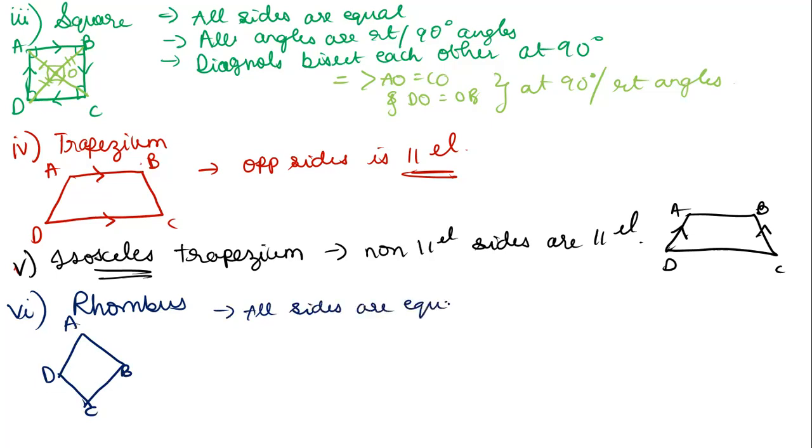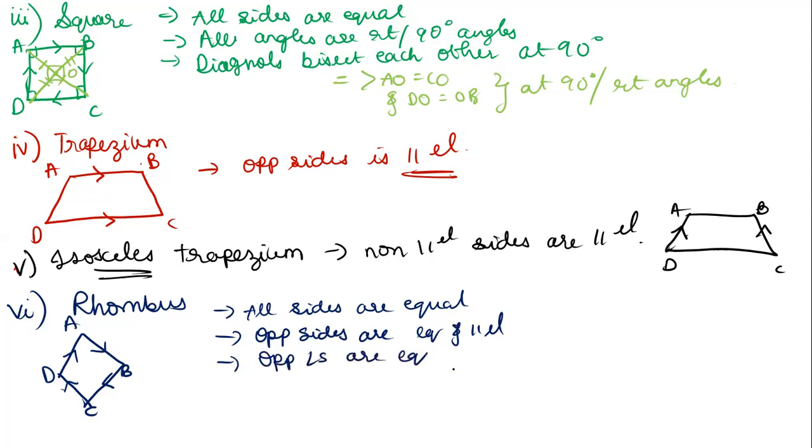Now here in this rhombus, we know that all sides are equal to each other, right? So this is equal to this, is equal to this, is equal to this. All sides are equal, and opposite sides are equal and parallel, as well as opposite angles are equal to each other. Clear? And you can also say that the diagonals bisect each other at right angles.